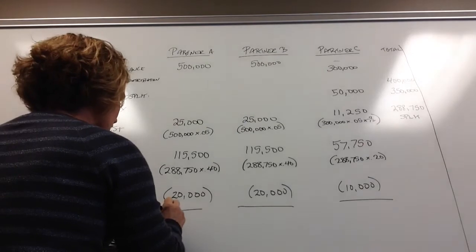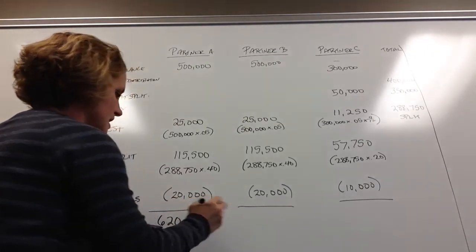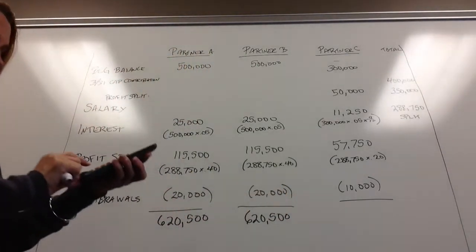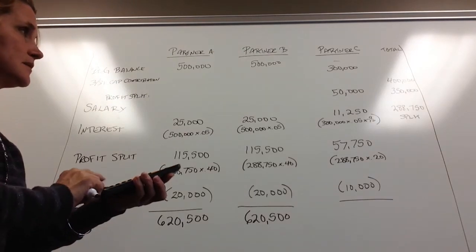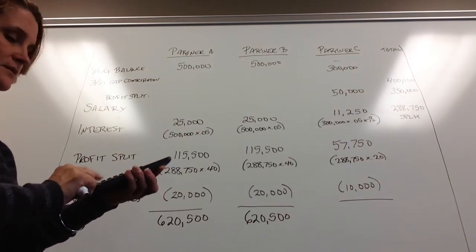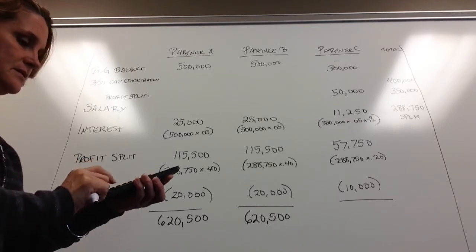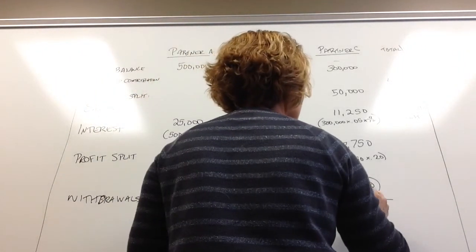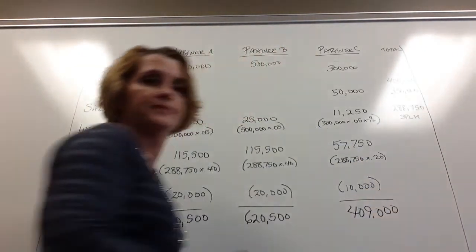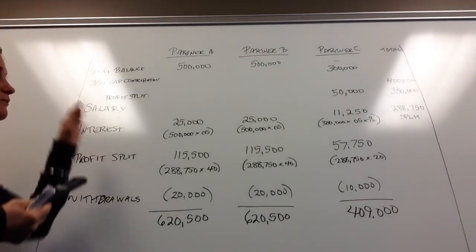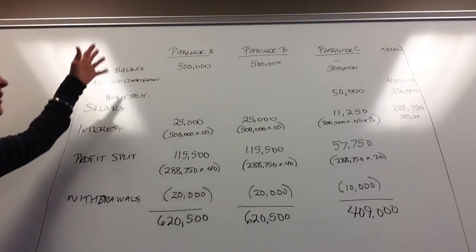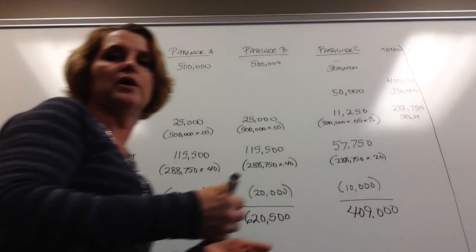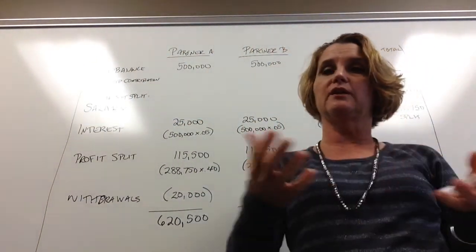Okay, so that gives $620,500 to both partner A and B. And then $409,000 to partner C. So that would be the ending balance of those partnership accounts. So then you can see how it flows in those accounts, and how the different partnership agreements can impact what goes into those accounts. And that is really it for the partnership accounting.